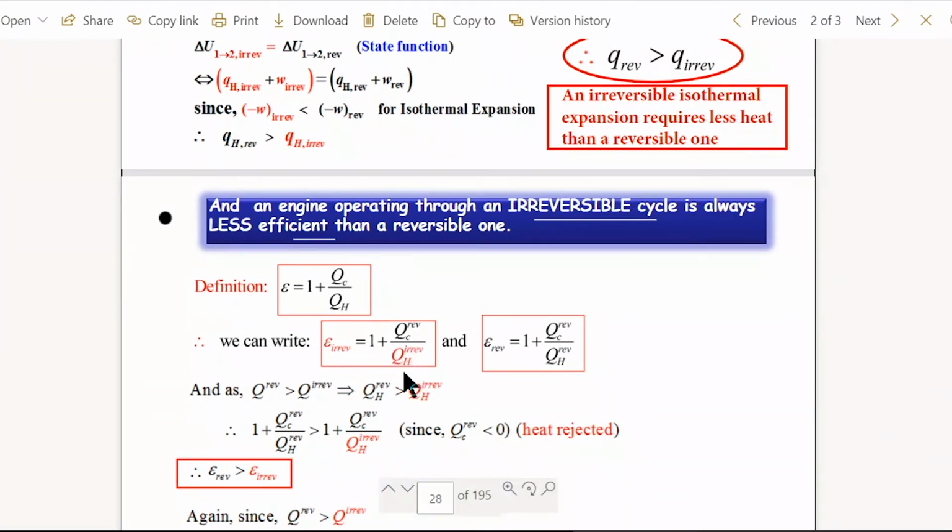Now tell me, from here I have said that Q reversible is greater than Q irreversible. For an isothermal expansion, the irreversible isothermal expansion requires less heat than the reversible one. This is just what we proved. So if you plug in here, which is the reversible one? This is the reversible one and this is the irreversible one.